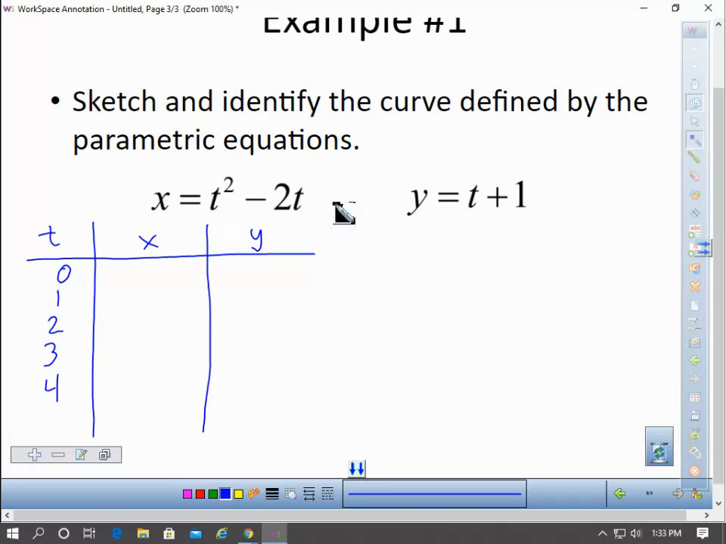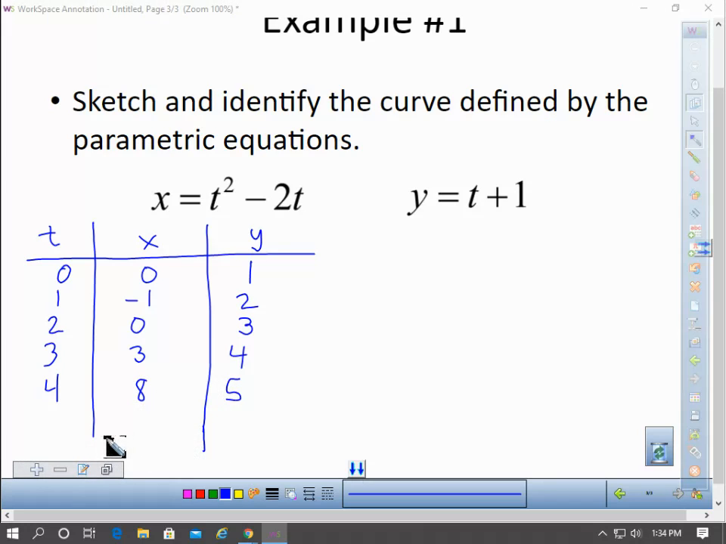So you're going to plug 0 into both of these, and you're going to get 0 and 1 when you plug 0 into both of those. I'm going to plug 1 into both of them, and when I plug 1 into both of them, I get -1, 2. When I plug 2 into both of these, I get 0, 3. When I plug 3 into both of these equations, I get 3, 4. And when I plug 4 into both of those equations, I get the coordinates 8, 5.